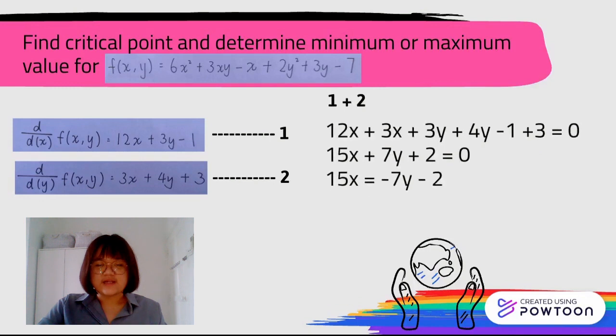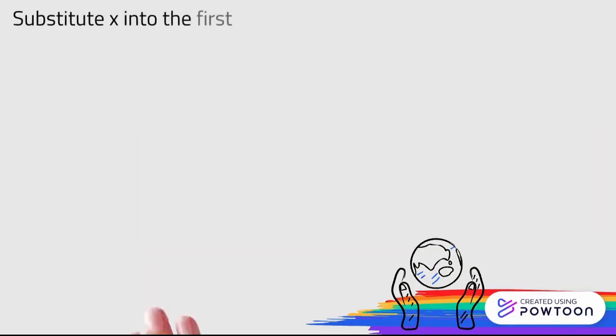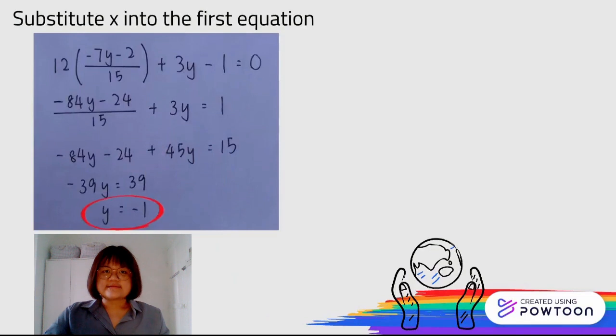Now we need to find the value of x and y. The first equation plus second equation equal 0, and we get x equals negative 7y minus 2 divided by 15. Next, substitute x into the first equation. 12 times bracket negative 7y minus 2 divided by 15 bracket plus 3y minus 1 equals 0, and we will get the value of y is negative 1.